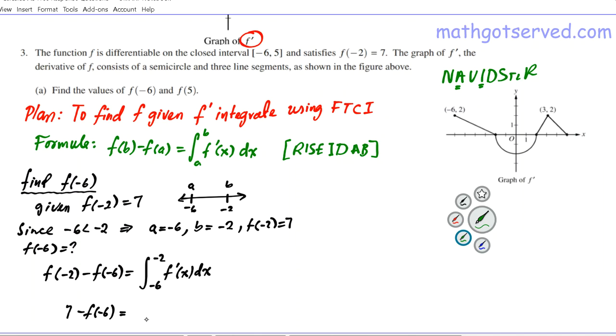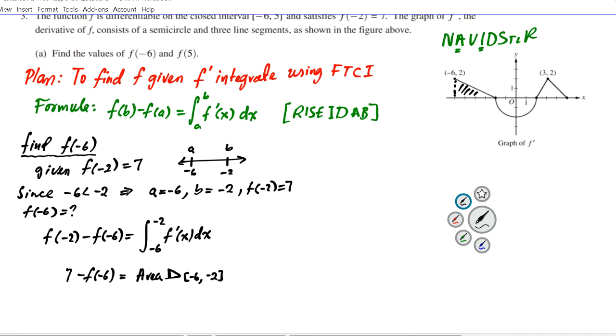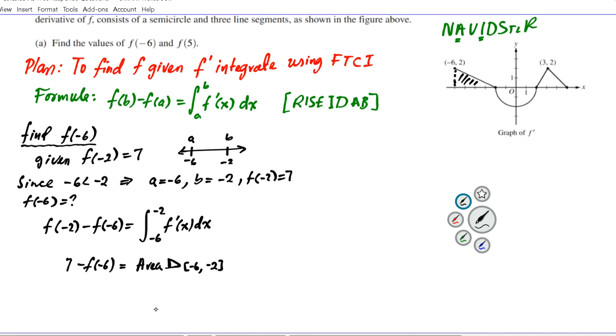All right, so what we're looking for here, this integral is equivalent to the area from negative 6 to negative 2. So that area is basically this triangle that we have right here, okay? So it's the area of the triangle from negative 6 to negative 2. Since it's a geometric shape, this area is exactly what the integral is. All right, team? Okay, so let's go ahead and figure that out.